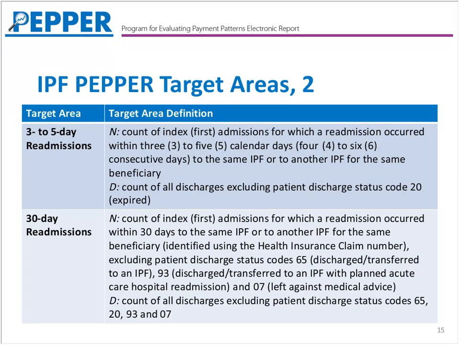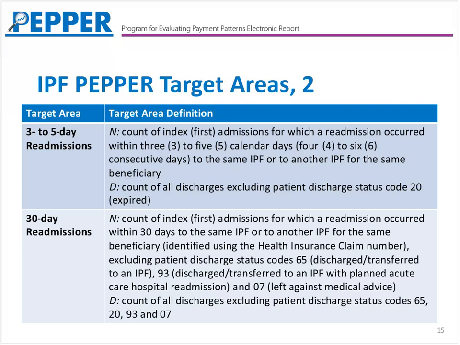30-day readmissions, as many of you know, CMS has been focused for a while now on reducing readmissions across many settings of care. So we have included in the IPF PEPPER a readmissions target area. And both of these target areas that are looking at readmissions could also help assess the risk for premature discharge.